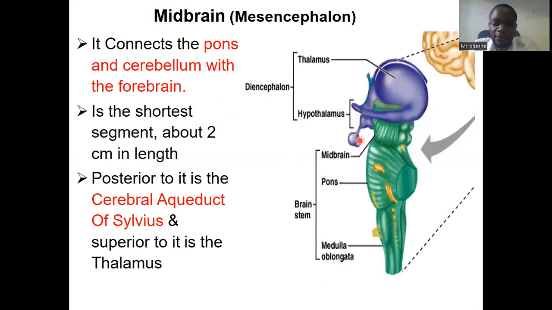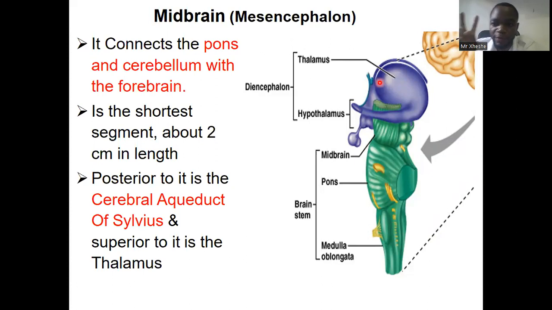Finally, we look at the midbrain, known as the mesencephalon. Now, the mesencephalon connects the pons and cerebellum with the forebrain, which we call the diencephalon and the cerebrum. Collectively, we call that the diencephalon and telencephalon. So the cerebellum is here, the pons is there. This part, pons plus cerebellum, we call the metencephalon. So simply, the midbrain connects the metencephalon to the forebrain.